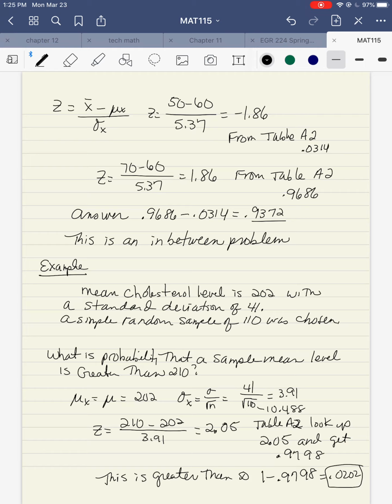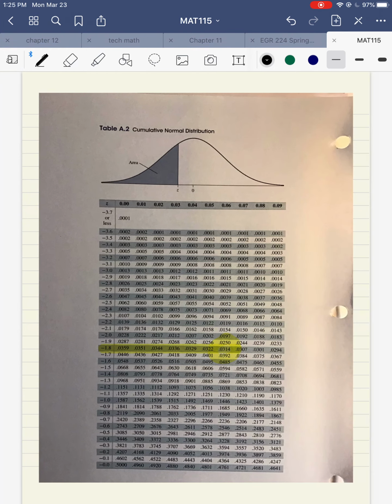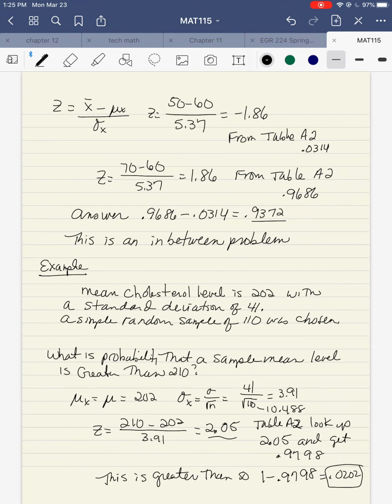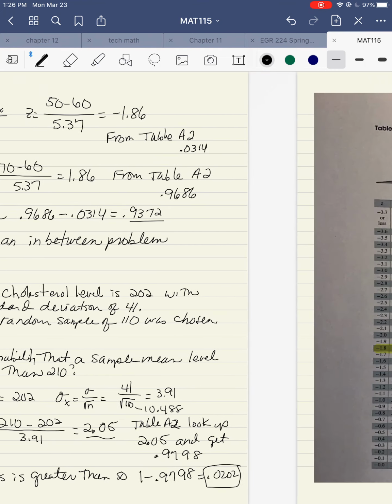Do your subtraction problem to calculate z. 210 minus 202 over 3.91 is 2.05. You look up 2.05 in table A2, and that becomes 0.9798. So 2.05 is right here, 0.9798. And because this is a greater than problem, you subtract it from 1, so 1 minus 0.9798 is 0.0202, and that's the probability that a sample mean will be greater than 210.